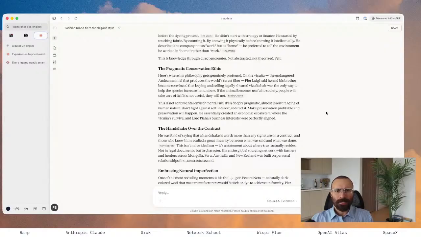This is not sentimental environmentalism. It's a deeply pragmatic, almost Taoist reading of human nature. Don't fight against self-interest. Redirect it. Make preservation profitable, and preservation will happen. He essentially created an economic ecosystem where the Vicuña's survival and Loro Piana's business interests were perfectly aligned.